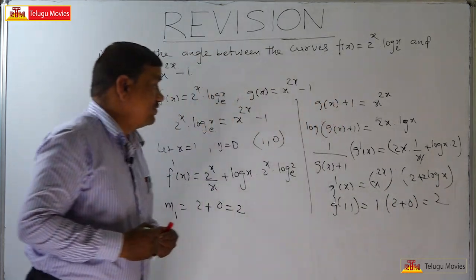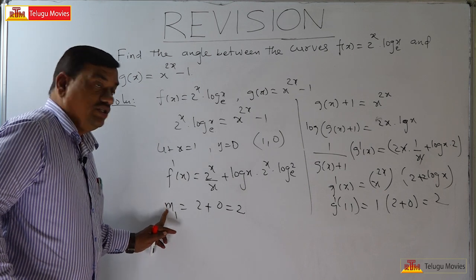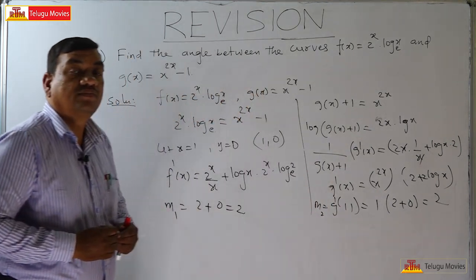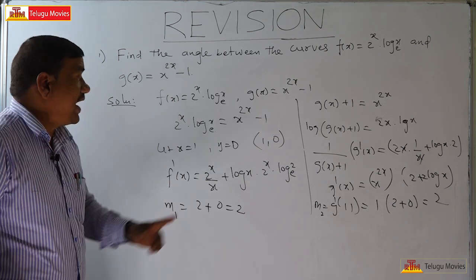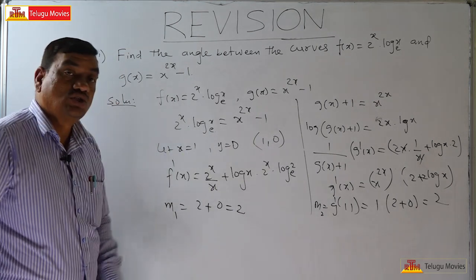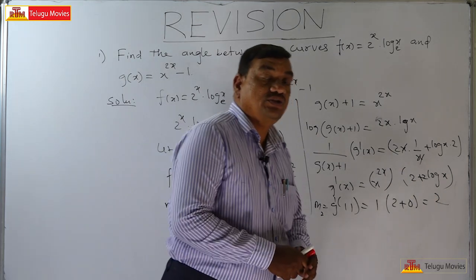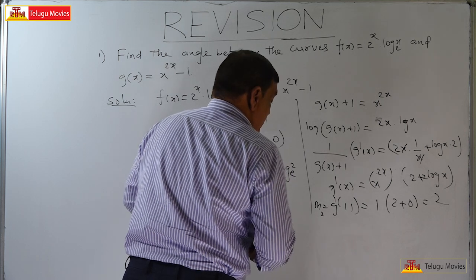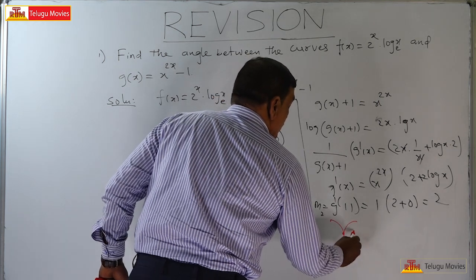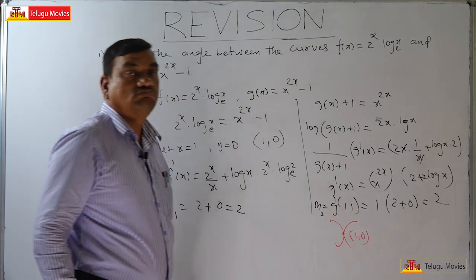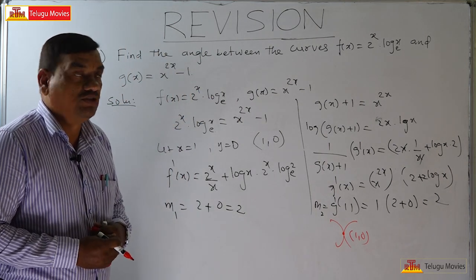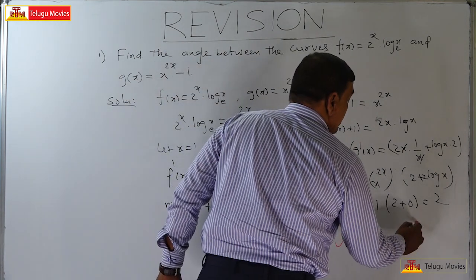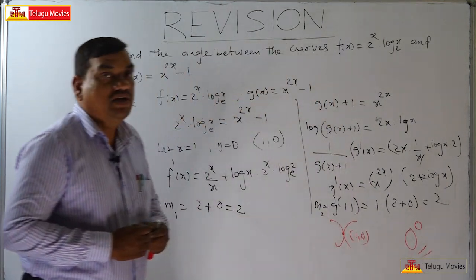So from this what can you say? This is the slope of the tangent for the second curve at the point 1 comma 0. Here also the slope is 2, here also the slope is 2. From this what can you say? These two curves are touching at 1 comma 0. Therefore the angle between them is 0 degrees.